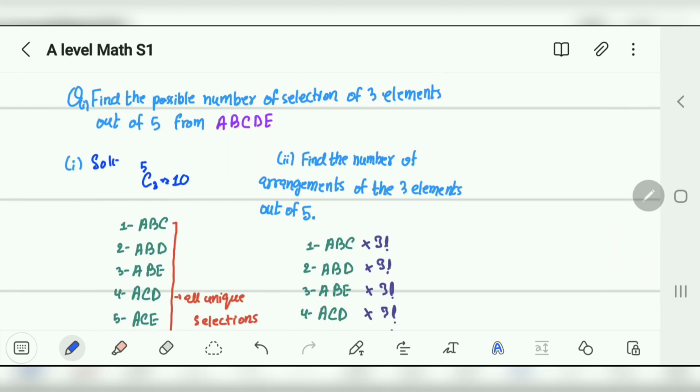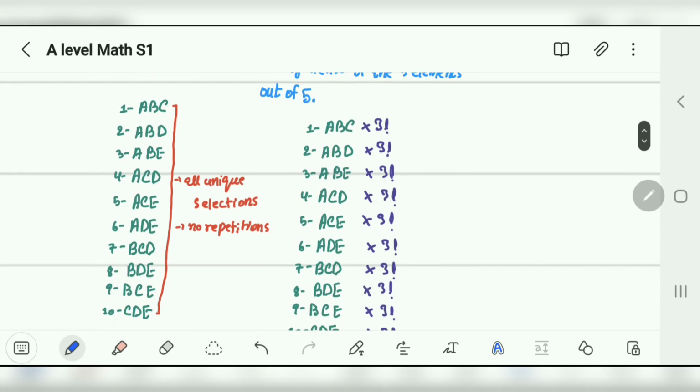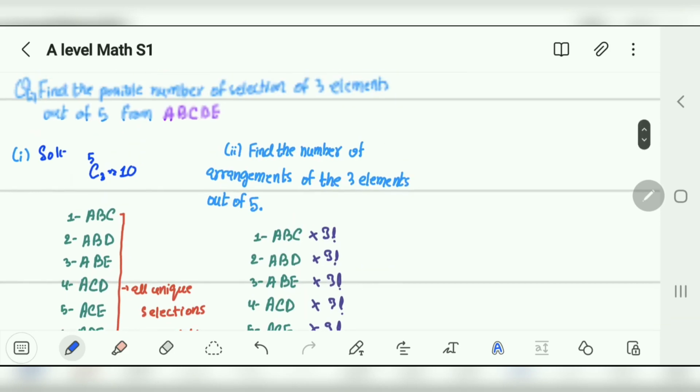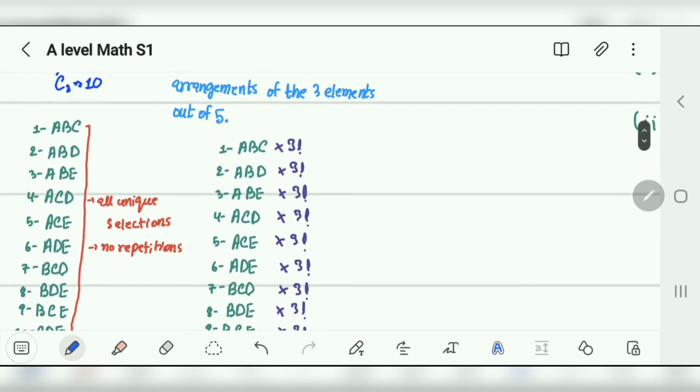which means there are 10 ways to make a selection of 3 out of 5: A, B, C, A, B, D, A, B, E. So all of these 10 selections are different, they are all unique, there is no repetition, and the order does not matter. Alright, but in here, find the number of arrangements of the 3 elements out of 5. After making a selection, I need to know the number of arrangements, so multiply by 3.